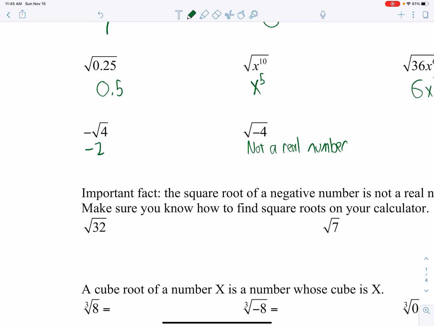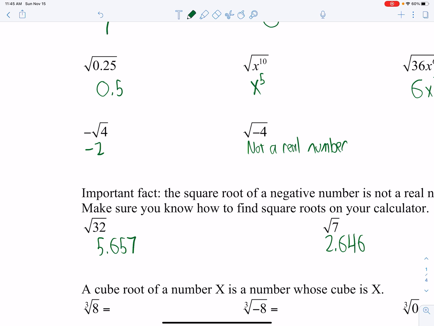I get about 5.657. Or if I have the square root of 7, when I calculate that on my calculator, I get about 2.646. Usually I'll ask you to round it out to about 3 decimal places or so.